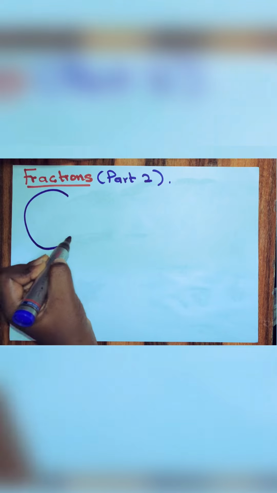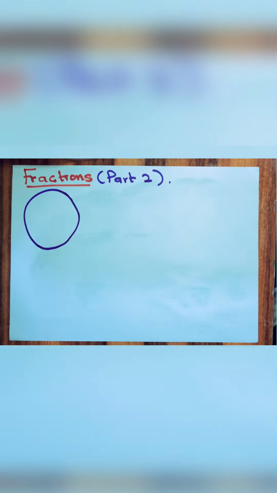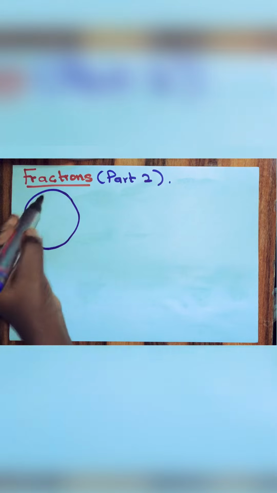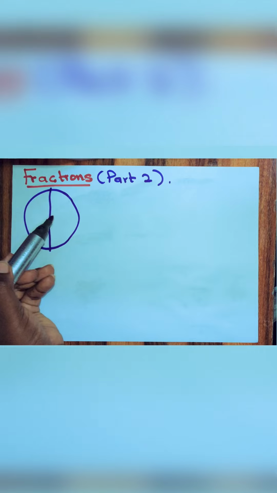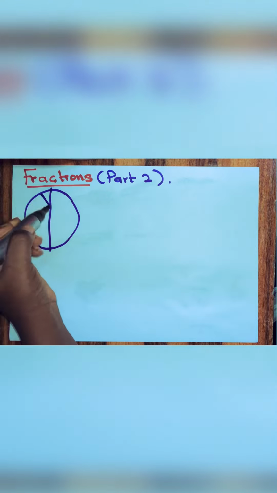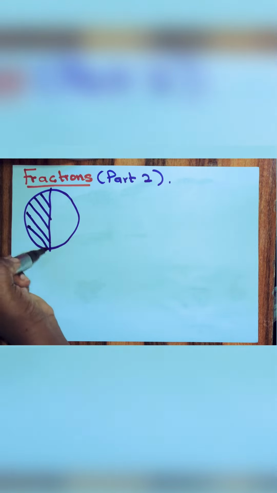Let's say I've got a whole pizza here. If I were to cut the pizza into two equal parts, just like this, and let's say I ate one of the two equal pieces, right here, just like this. What fraction of the pizza have I eaten?